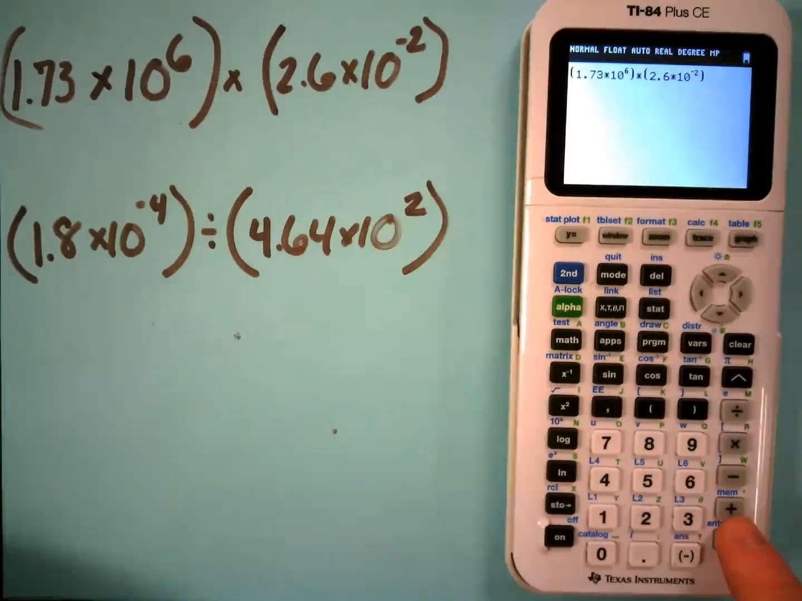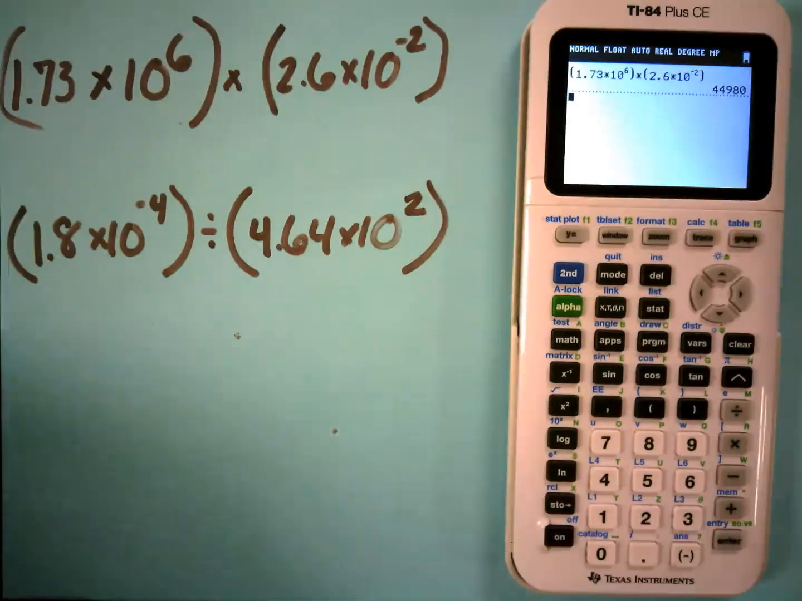Once you double check to make sure everything is correct, you hit enter, and then you'll get your answer. Now, this is where it can get kind of tricky down the road. In this case, this answer is given to us in this form.